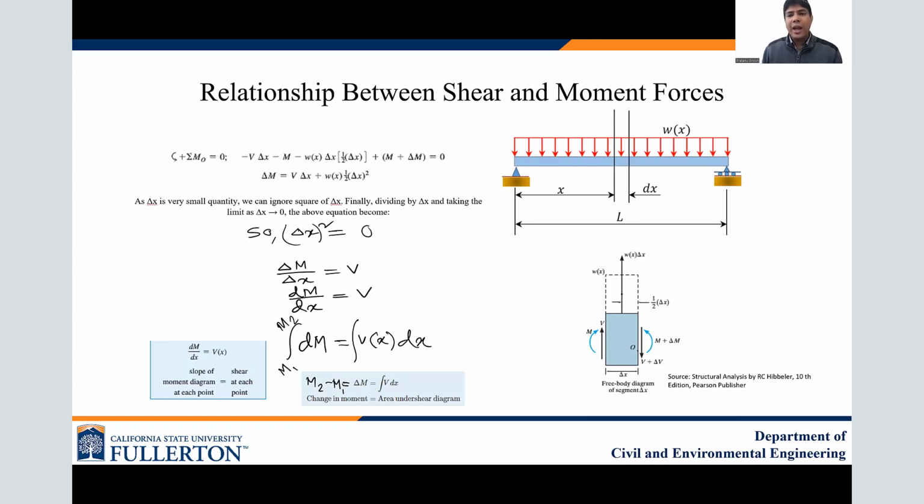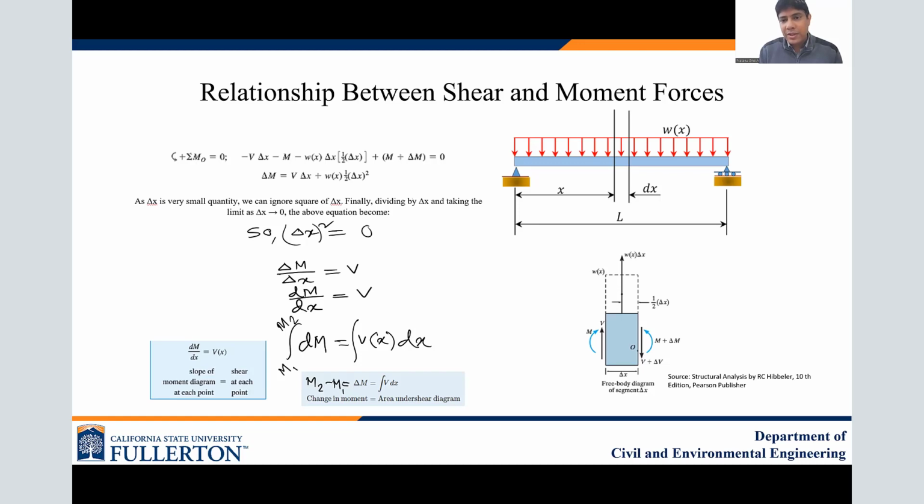To do that, again, we are focusing on the same infinitesimally small element, delta x. Now what are we going to do? We are going to take the moment. Instead of taking the equilibrium equation of summation of Fy equals 0, we are going to take the moment at point O, as you see, the point O on the right side of the element. The summation of moment at that point is going to be 0.